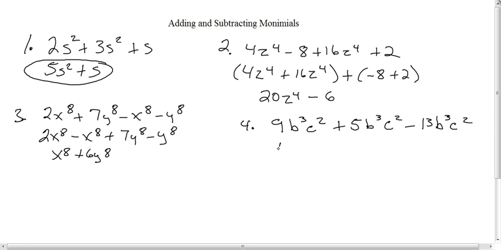So let's go ahead and write this. I have 14b to the third c squared, and that's going to be minus 13b to the third c squared. Well, 14 plus a negative 13 is going to give me b to the third c squared. Now we have to make sure that we understand that when there's not a coefficient in front of the variable, then that coefficient is 1. But anyway, it's not that difficult to begin with.